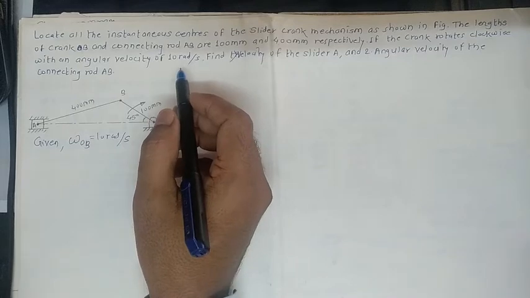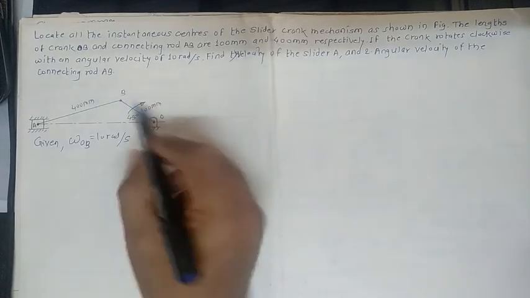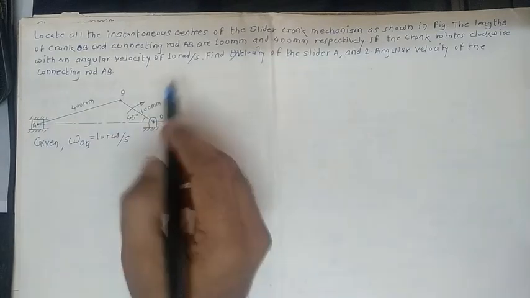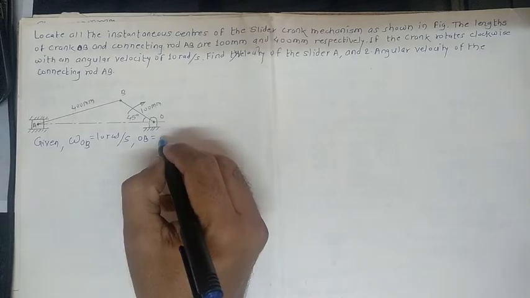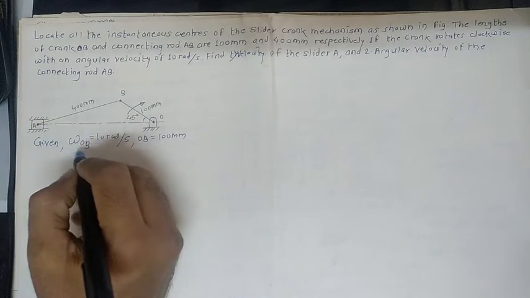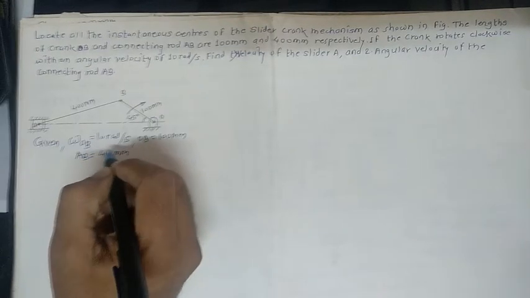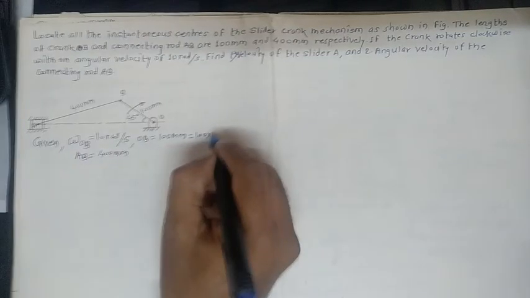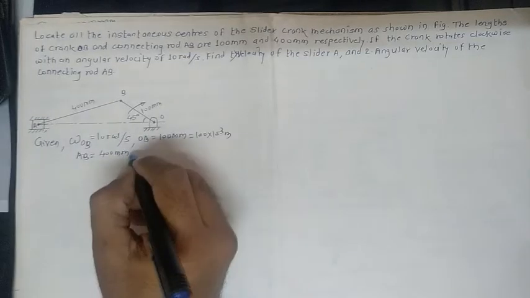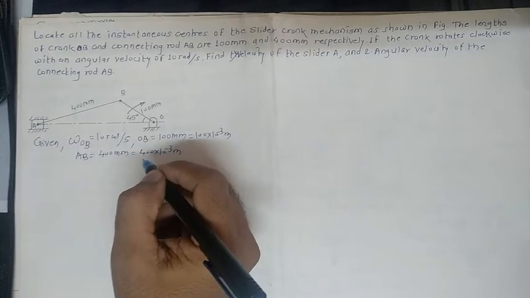Apart from this, the lengths of the various links are given. The length of link OB is 100 mm, and the length of the next one, AB, is 400 mm. At the same time, you can convert this into meters by multiplying by 10 raised to minus 3. Similarly, 400 multiplied by 10 raised to minus 3 converts it into meters. Now what about the next one?